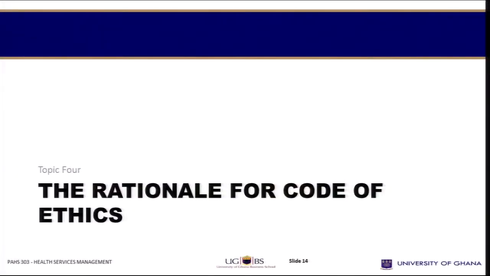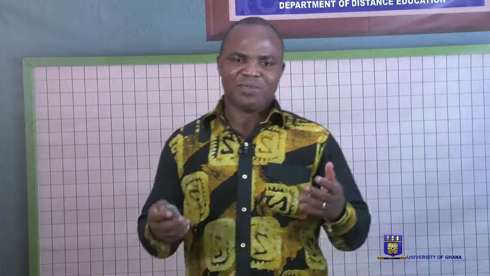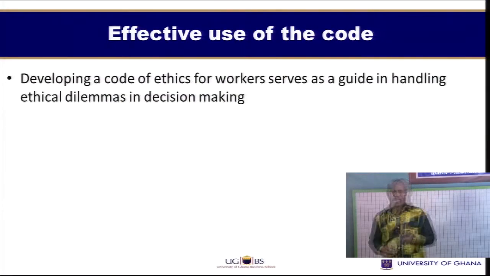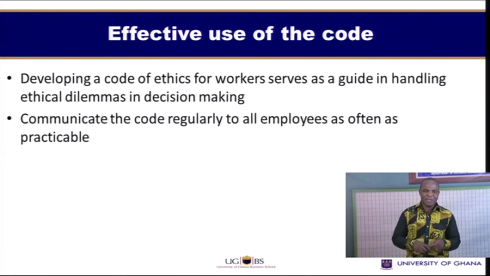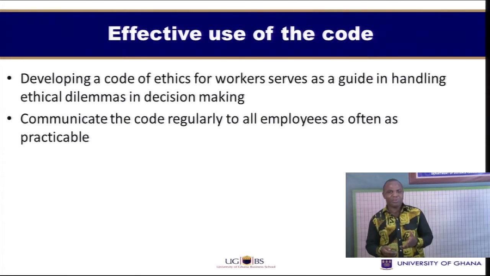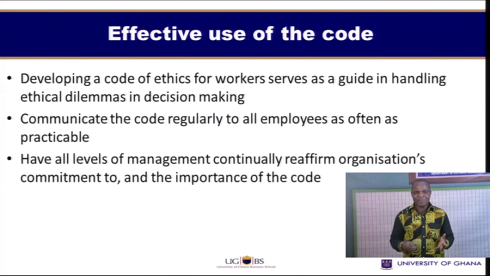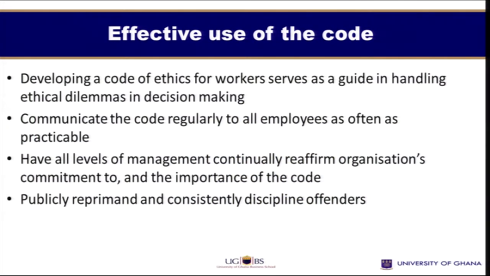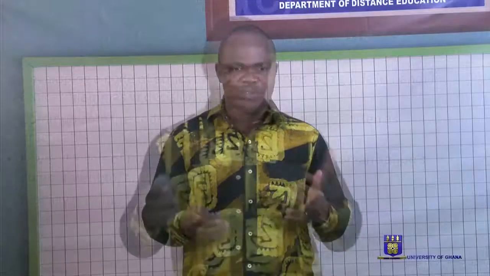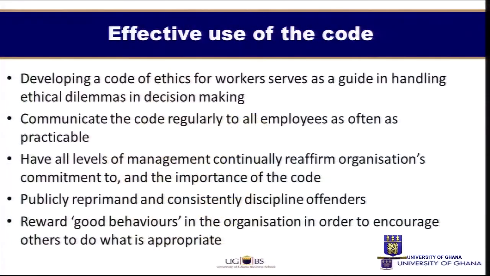What are some of the roles for the code of ethics? What is the rationale? What is the importance? Why are they necessary? We need them. Effective use of a code of ethics could help as a guide in handling ethical dilemmas in decision making. It must be communicated regularly to all employees. All levels of management must continually reaffirm their commitment to the code, and possibly publicly reprimand those who go against the code of ethics, and then consistently reward those who go along with it or who work towards it, and discipline those who go against it publicly.